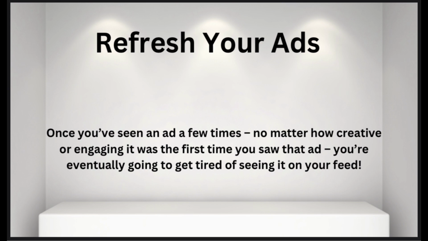And when you think about it, it's really not that surprising. They're targeting the same group of people using the same ad creatives. Who's not going to get bored with that? Once you've seen an ad a few times, no matter how creative or engaging it was the first time you saw that ad, you're eventually going to get tired of seeing it on your feed. The important lesson to take note of here is that you must always remember to keep your ads looking fresh.